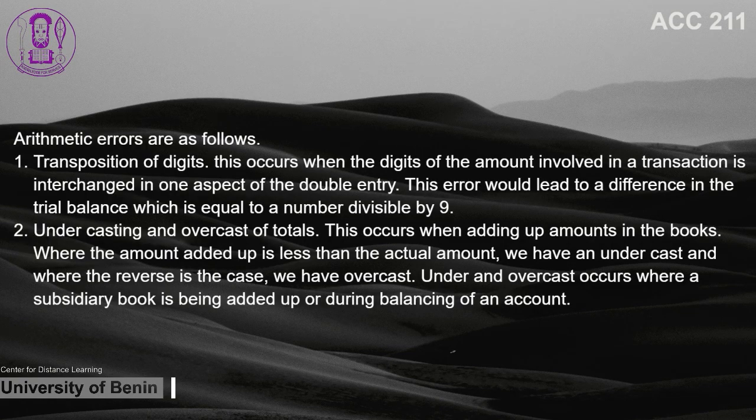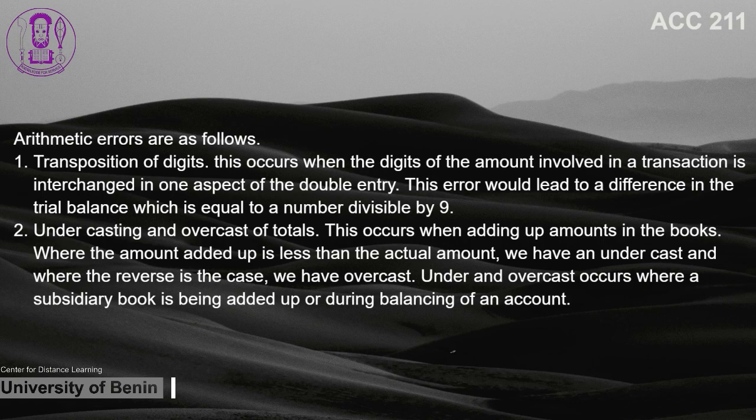Arithmetic errors are as follows. 1. Transposition of digits. This occurs when the digits of the amount involved in a transaction are interchanged in one aspect of the double entry. This error would lead to a difference in the trial balance which is equal to a number divisible by 9.